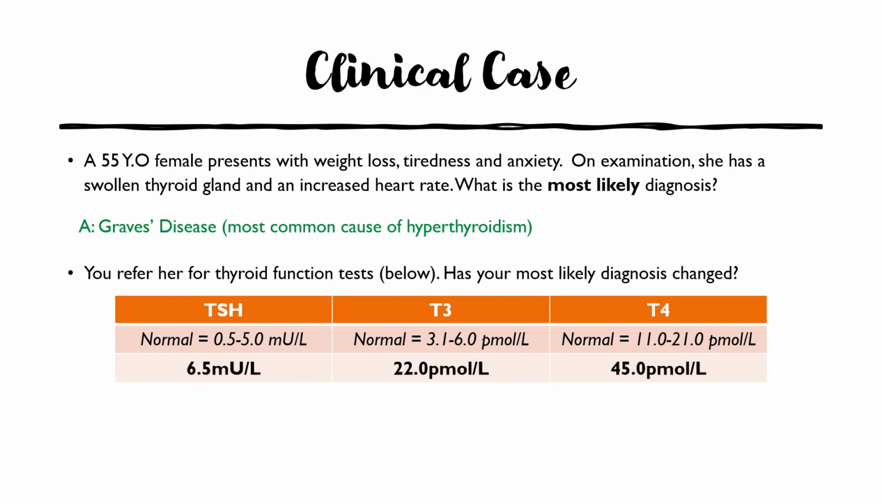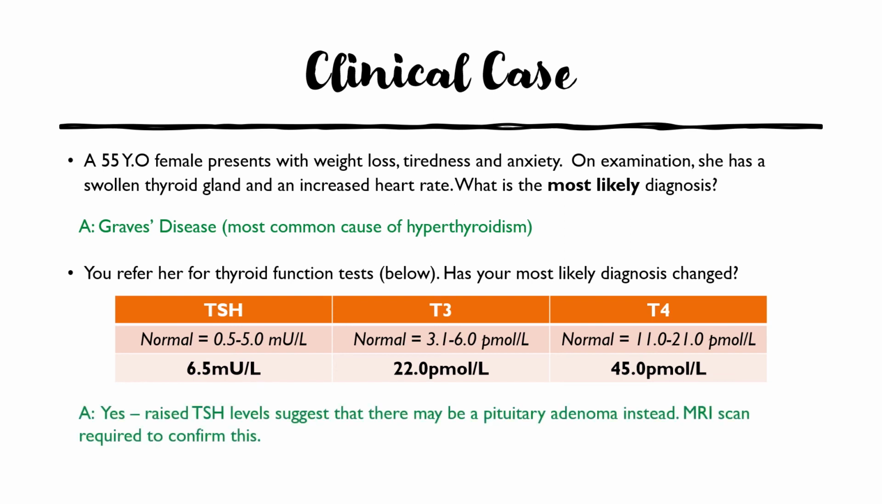So a follow-up question: you refer her for thyroid function tests. Has your most likely diagnosis changed based on these results? So I've included the normal values and the patient's values for TSH, T3, and T4, and see if you can find if the most likely diagnosis has changed.